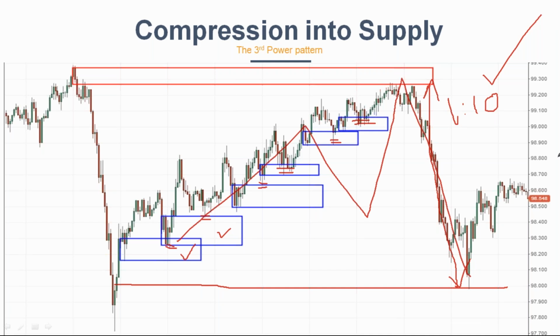See, price can do anything, friends. You can't say price will definitely come. No, nothing like that. And these kind of compressions at the peak will be phenomenally powerful. So compression would increase your probability. So with compression, you need to check for arrival.